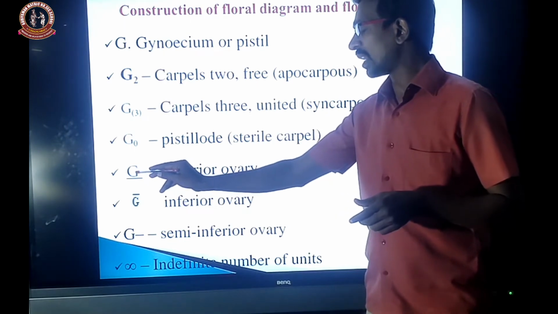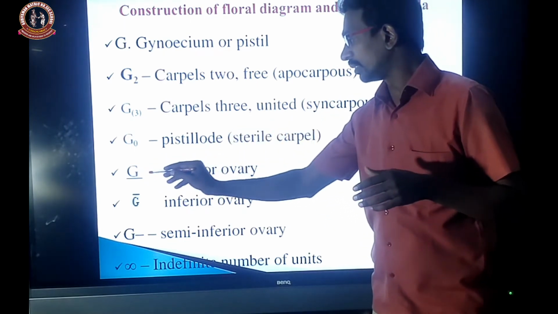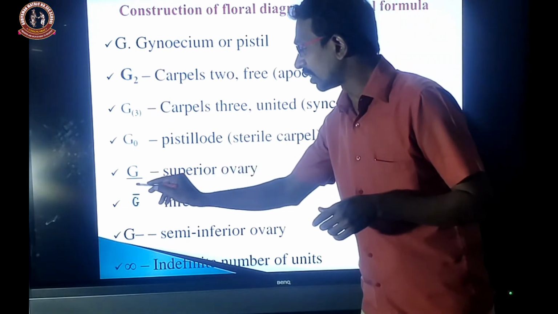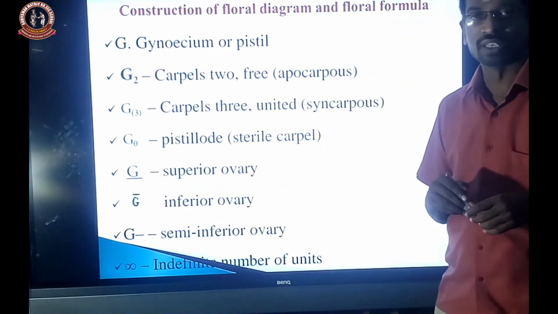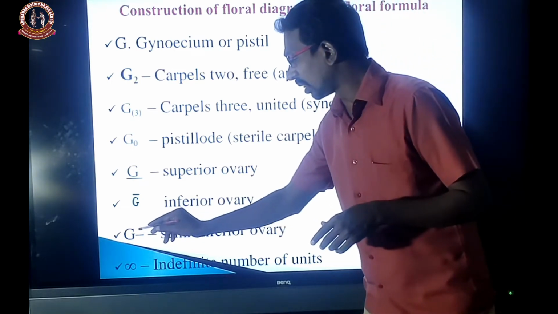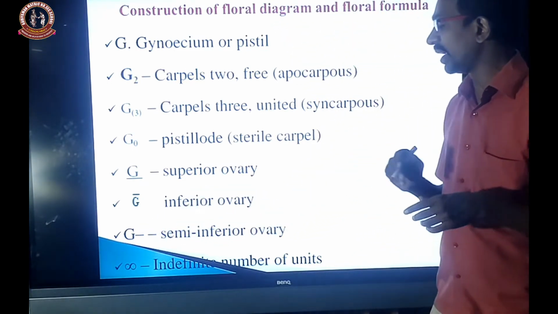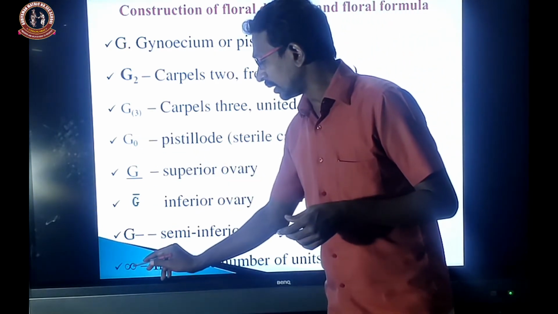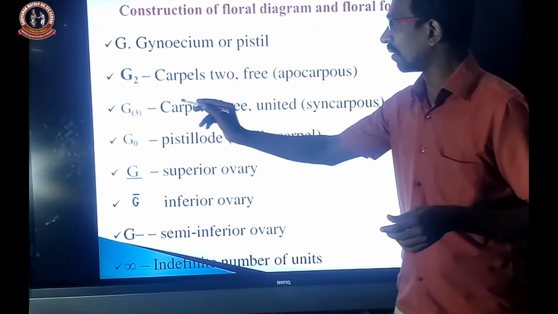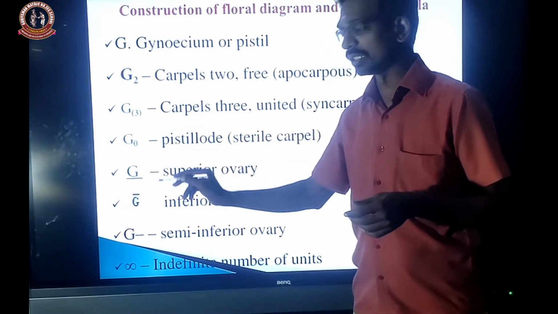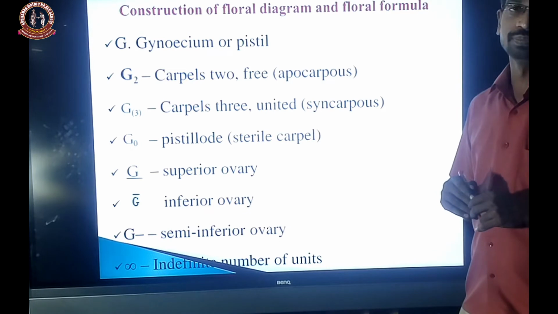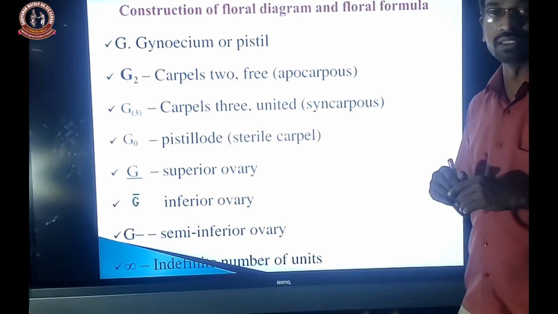When the line is mentioned under the G, that is a superior ovary. When the line is mentioned above the G, that is an inferior ovary. When the line is mentioned in the middle of the G, that is semi-inferior ovary. Near the G, we can mention infinity instead of 3 or 5. We can mention infinity to mean the carpels are infinity in number.